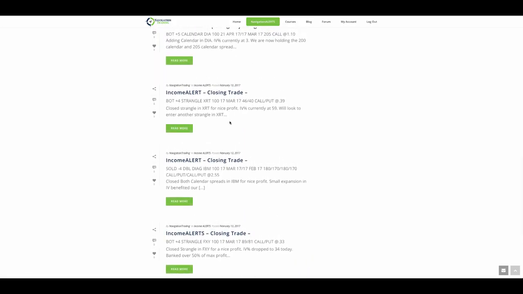Next trade was in XRT, and this is a trade that we took off. We had a strangle in XRT and took that off for a nice profit. Now, implied volatility percentile was still at 59, so a decent time to be putting on a position. But we just took that off, and I was looking to potentially put one on in the next expiration cycle.